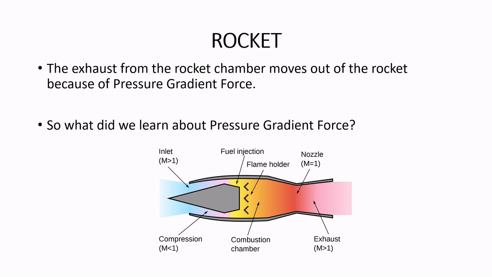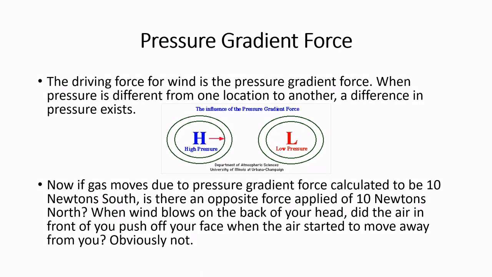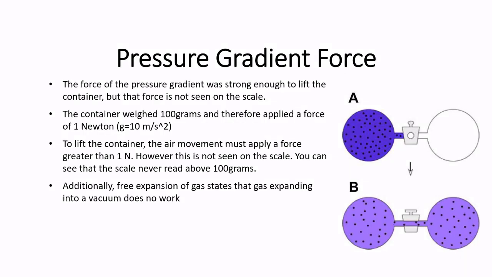So what did we learn about pressure gradient force? There is no opposite force because Newton's third law cannot be applied exactly the way it was in the previous slides regarding walking, throwing and rowing a boat. Pressure gradient force comes from potential energy just like gravity and buoyancy.